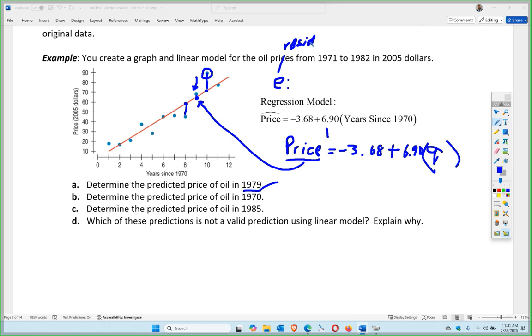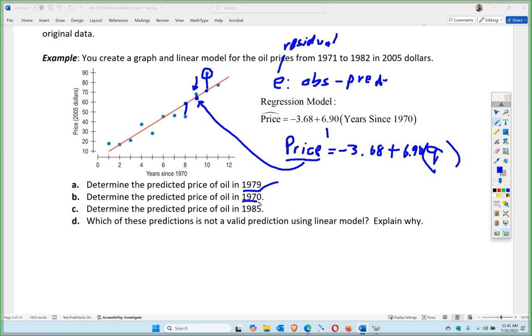Residual, right? Which is observed minus predicted. Okay, and you either get a positive or negative residual, basically. So when you minimize those residuals, then you get the line of best fit.